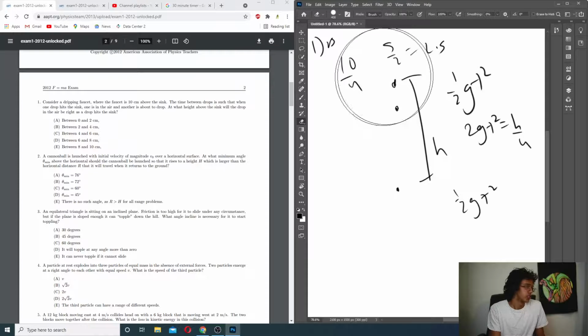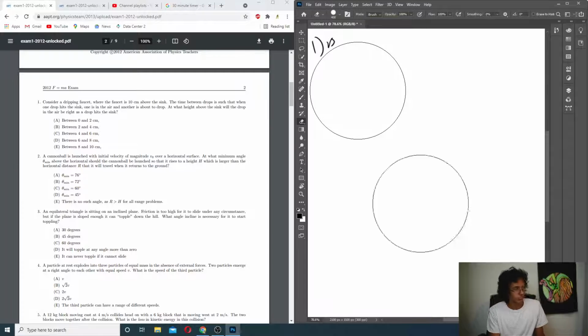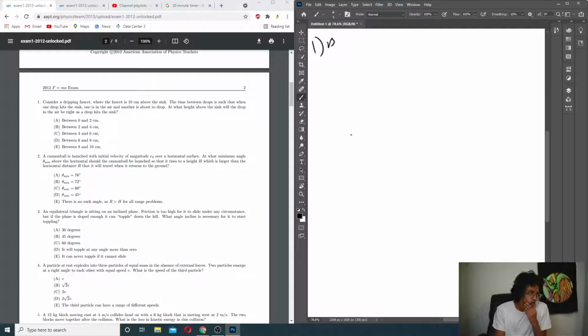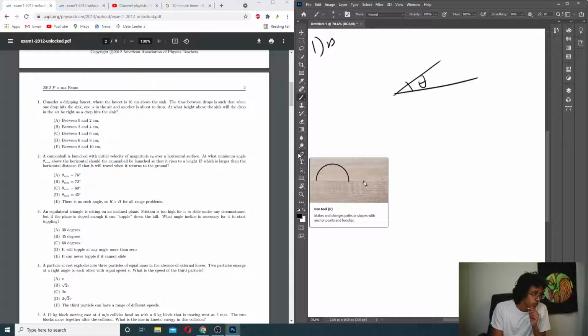1B. 2. A cannonball is launched with initial velocity of magnitude v0 over a horizontal surface. At what minimum angle theta min above the horizontal should the cannonball be launched so that it rises to a height h, which is larger than the horizontal distance r that it will travel when it returns to the ground? I'm pretty sure 45. Wait, no, what? Actually, I guess that is slightly off.